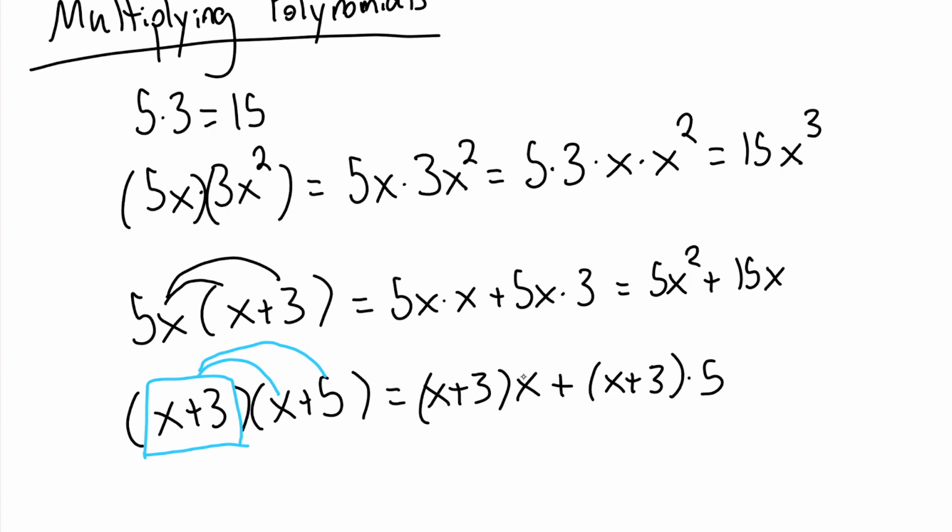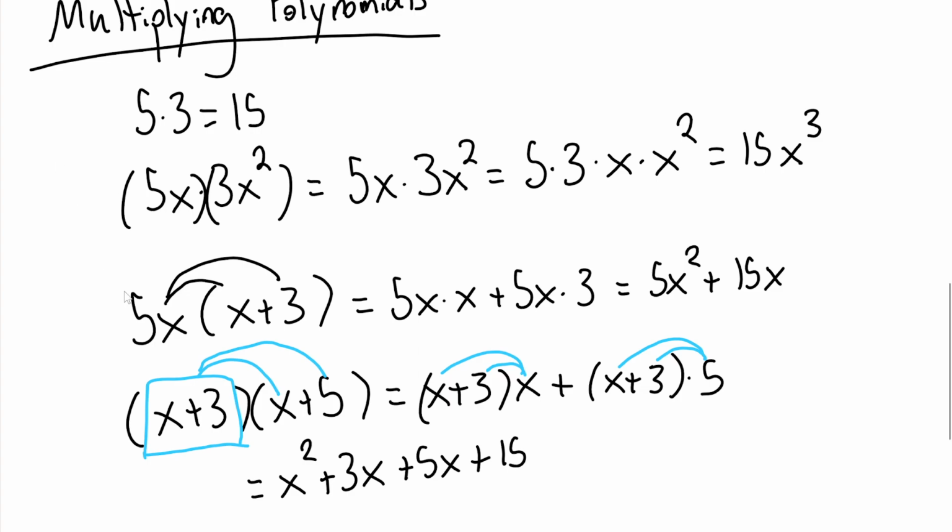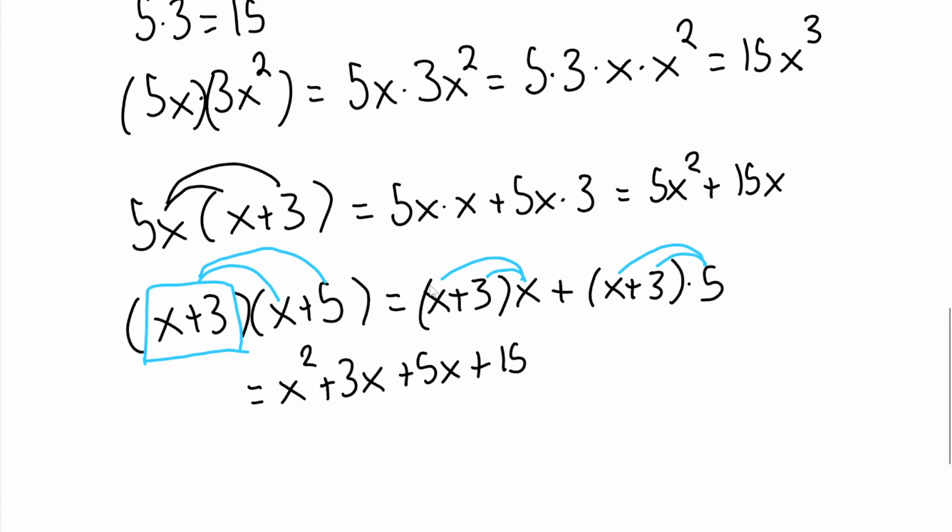And then we can go ahead and do the distributive property again, because now we've boiled it down to the last case, right? Like 5x times x plus 3, that same kind of thing. And we can do this on both of them. So we get x squared plus 3x plus 5x plus 15. Okay. And now here we have a little bit of simplification to do because we can combine the middle terms, right? So we get x squared plus 8x plus 15.